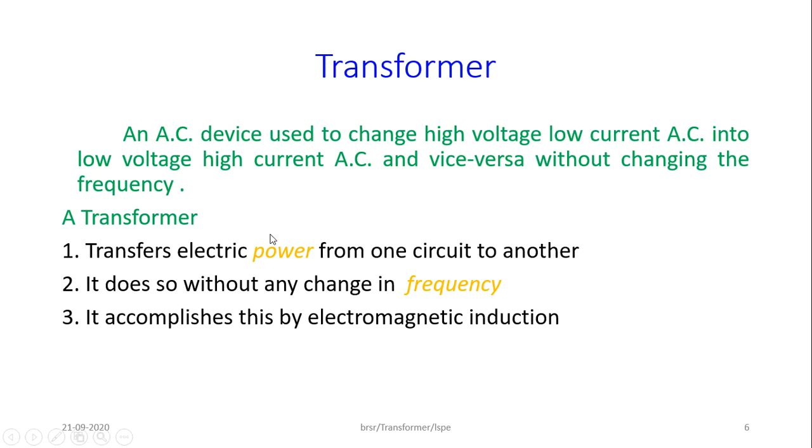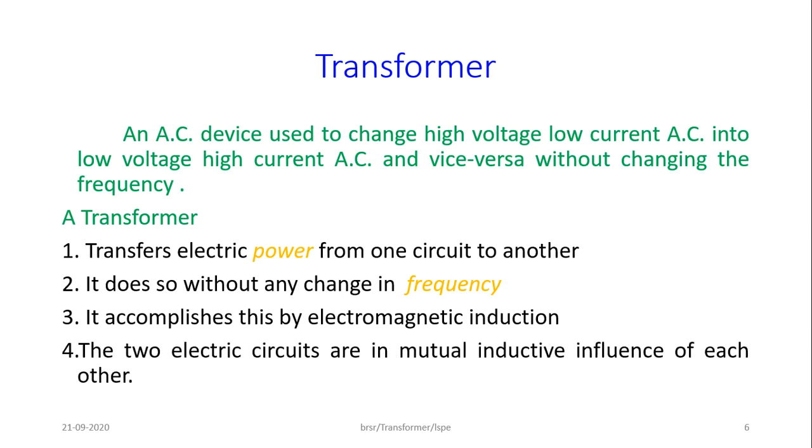It accomplishes this by electromagnetic induction. The principle of operation is electromagnetic induction. Here there are two coils. The change of current in one of the coils causes a change in the current of the second coil. This is the electromagnetic induction principle. There are two electric circuits, and these two electric circuits are in mutual inductive influence of each other.